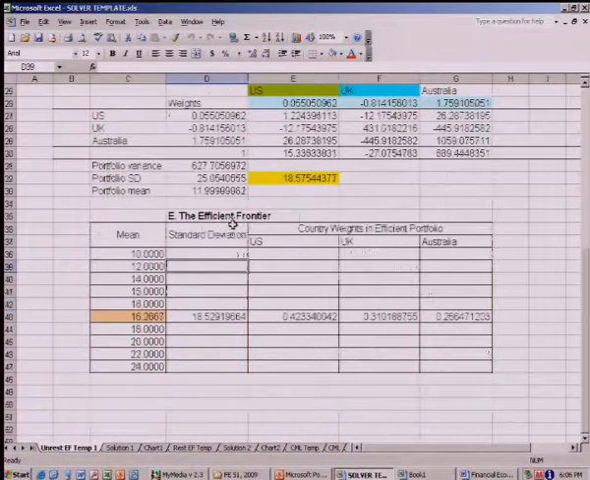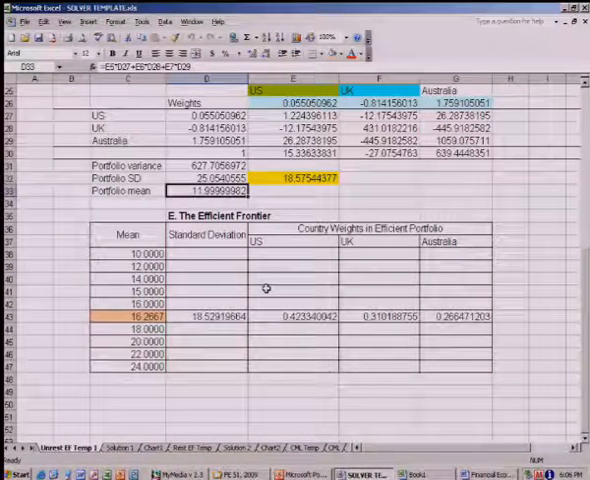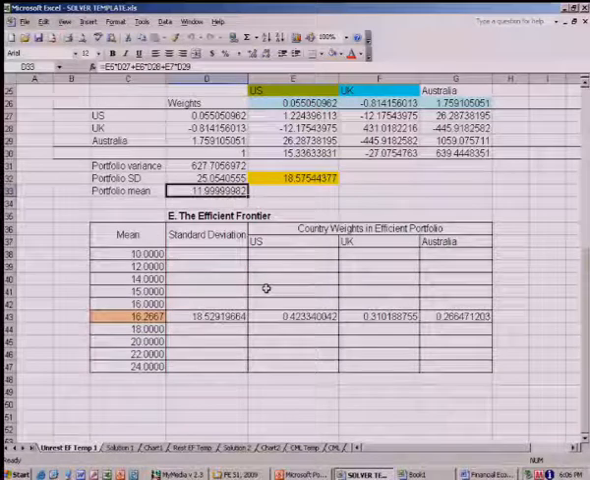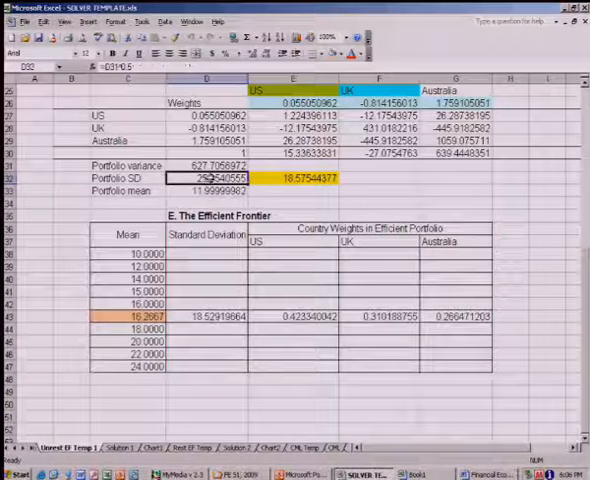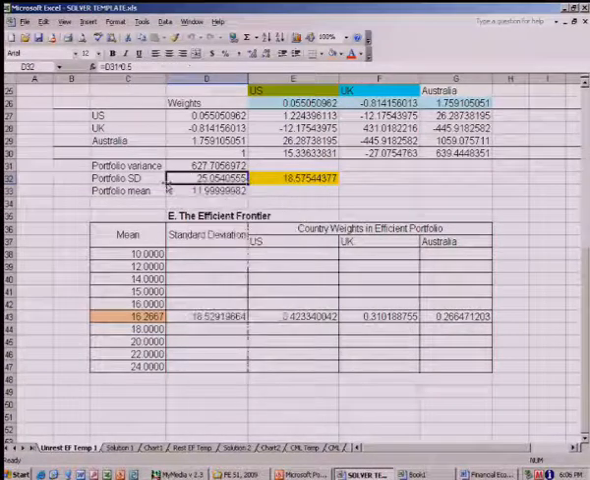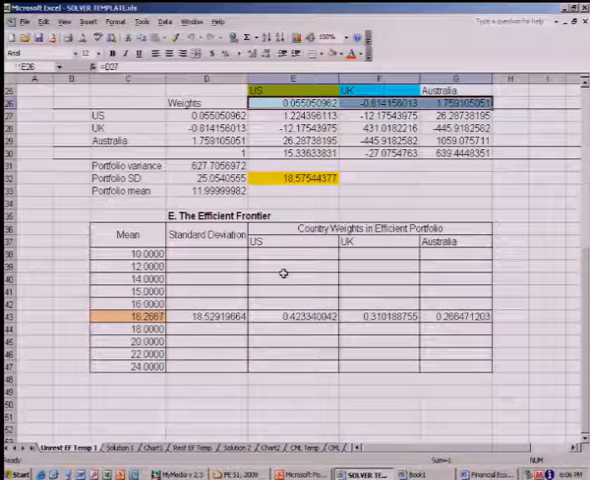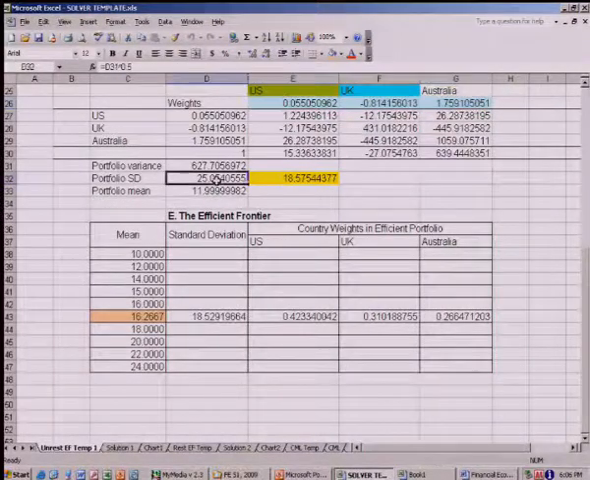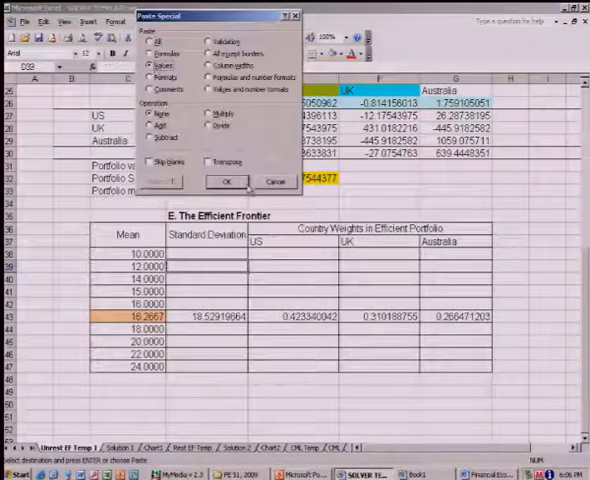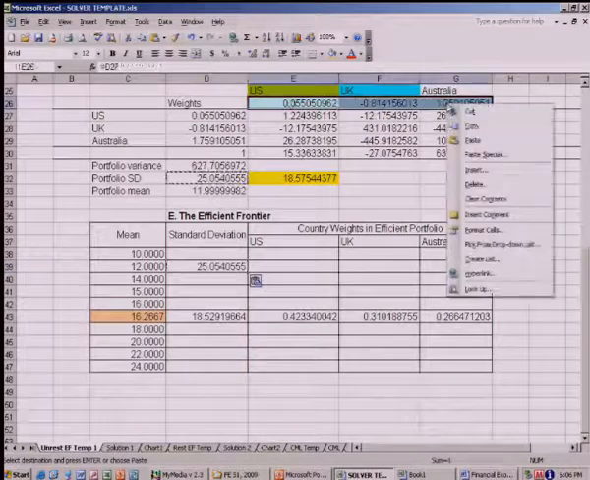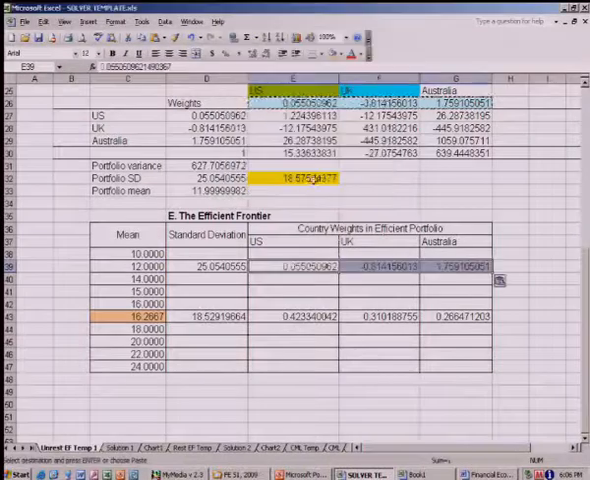So now it tells me that the portfolio return has changed. It's 11.999, which you can round up to 12%, and it's done it in a way that gives me a portfolio standard deviation of 25%, through this combination of the individual assets. So what I'll have to do is copy and, again, paste special in a table below this information. Okay, so that's what I'm doing.